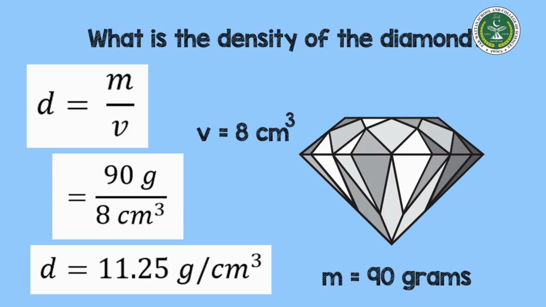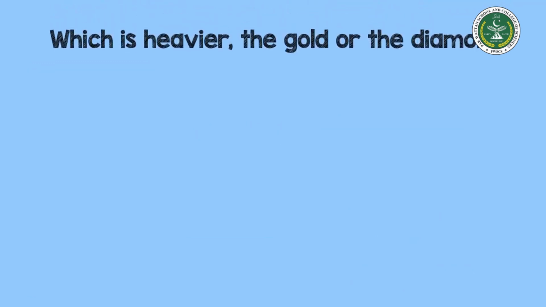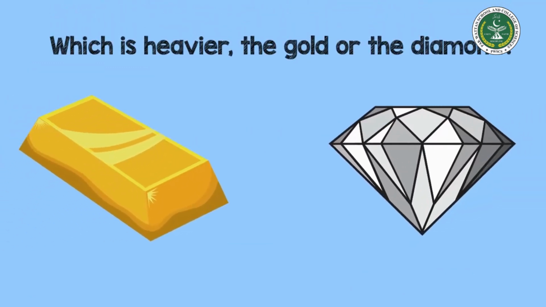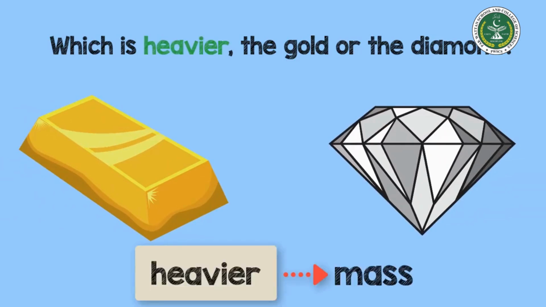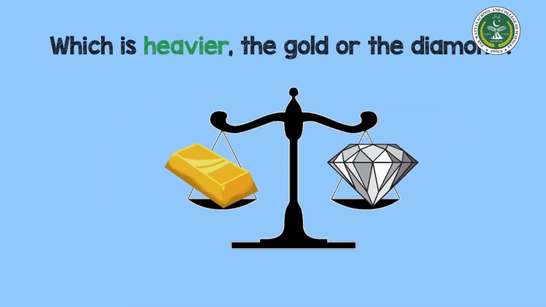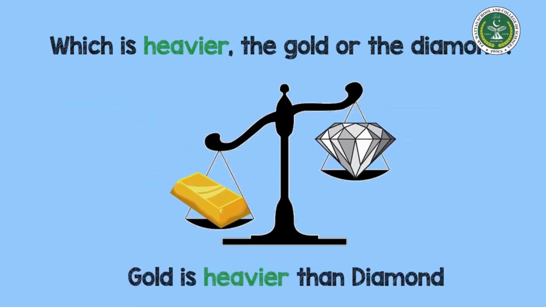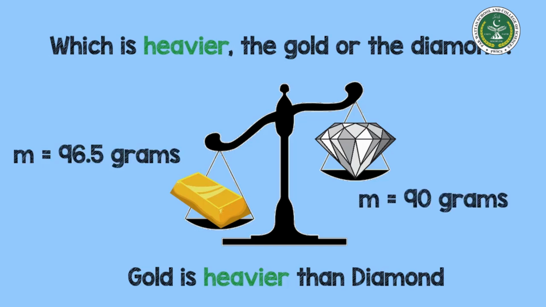Now let me ask you some question based on the two examples given. Which is heavier, the gold or the diamond? The hint here is the word heavier, which refers to mass. Therefore, gold is heavier than diamond since gold has a mass of 96.5 grams while diamond has only a mass of 90 grams.